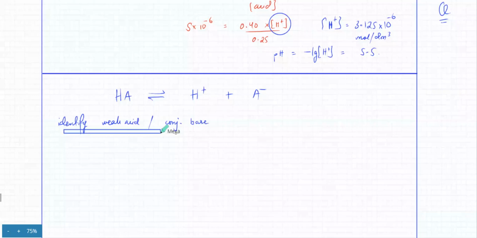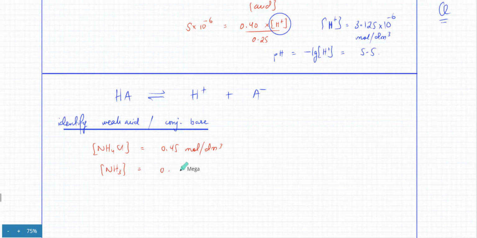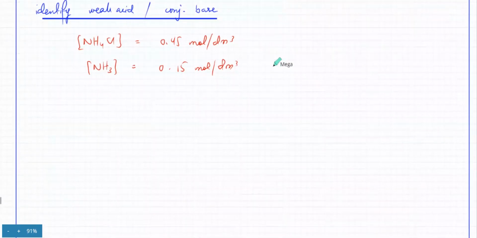So for example, you have a solution, a mixture of NH4Cl, and the concentration is given as 0.45 mole per dm cube, and you have another thing mixed with it, which is NH3, with concentration 0.15 mole per dm cube. These two are provided, and you're told that together they form a buffer solution.